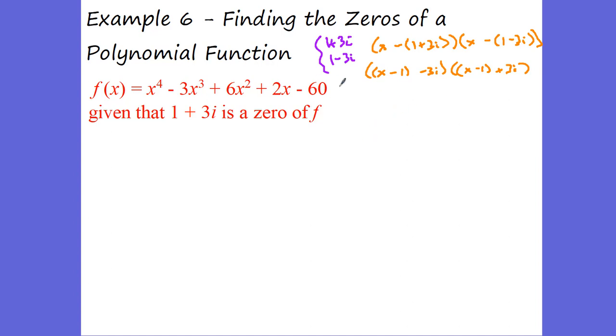So we have x minus 1 times x minus 1, that's x minus 1 squared. The middle term is going to cancel out because it's a complex conjugate. Minus 3i times positive 3i, that's negative 9i squared. What do we know about i squared? i squared is negative 1, which means this is really x minus 1 squared plus 9.